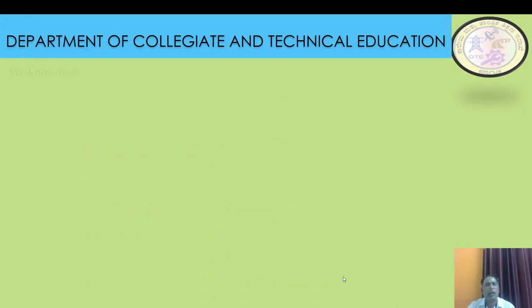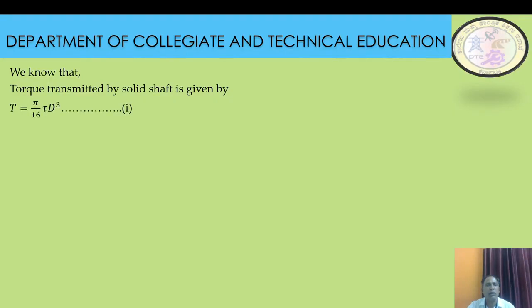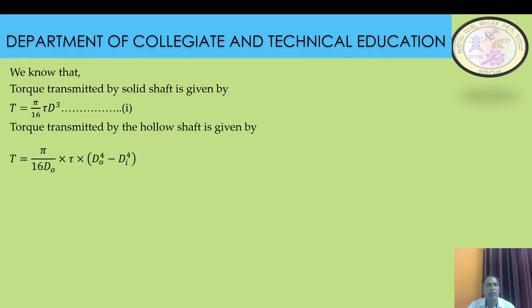We know that the torque transmitted by the solid shaft is T equal to pi by 16 tau into d cube. Call this equation 1. The torque transmitted by the hollow shaft is T equal to pi by 16 DO into tau into DO raised to 4 minus DI raised to 4. As the internal diameter is 2/3 times the external diameter, substitute DI equal to 2/3 DO. So T equals pi by 16 DO into tau into DO raised to 4 minus (2/3 DO) raised to 4.